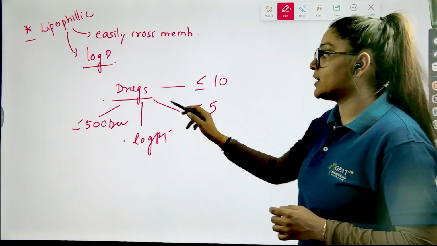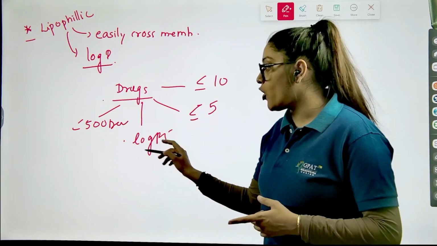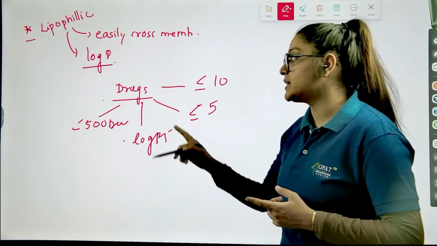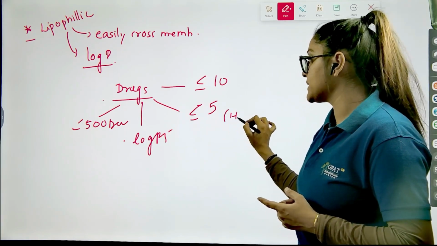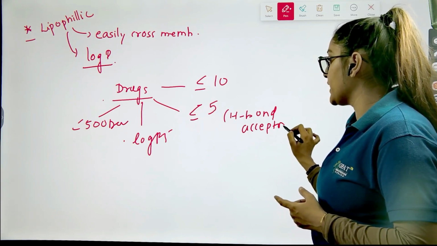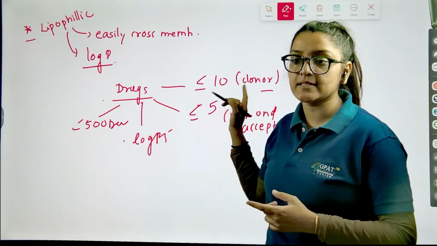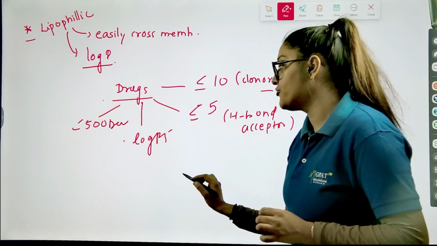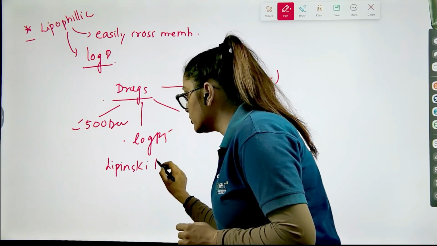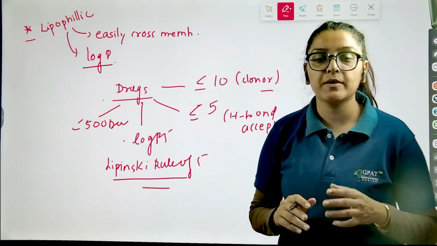So you can see the molecular weight is an important characteristic for a drug to be orally effective. Your log P value should be less than or equal to 5. That is going to indicate the lipophilicity. Hydrogen bond acceptor less than or equal to 5 and hydrogen bond donor less than or equal to 10. So all these characteristics are based on the Lipinski rule of 5, which is going to indicate whether the drug will be orally effective or not.